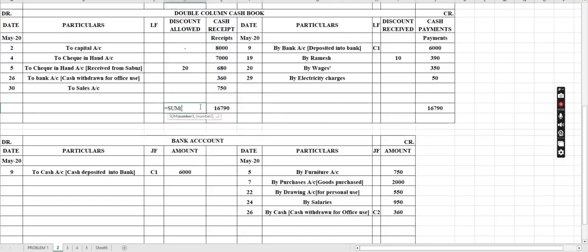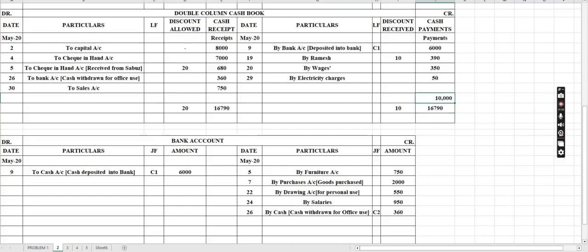Here also, I need to sum all the transactions, whatever the amount is there. The total of this side is 10. So now I need to take this minus 6,000 minus 390 minus 350 minus 50. What is left? 10,000 rupees is left.